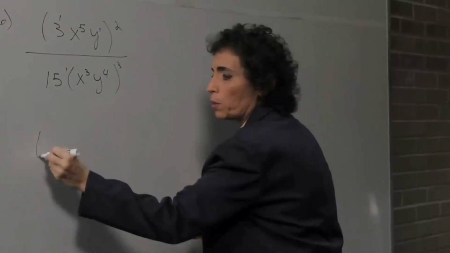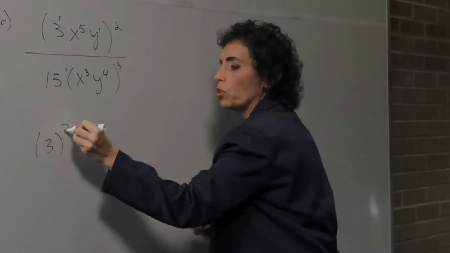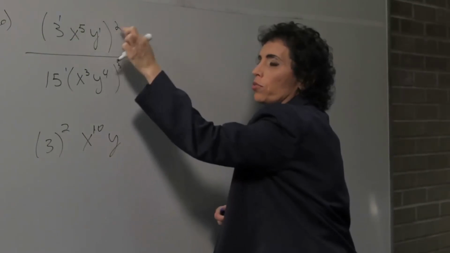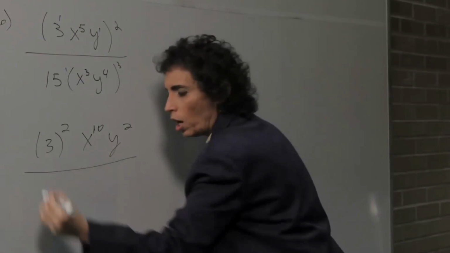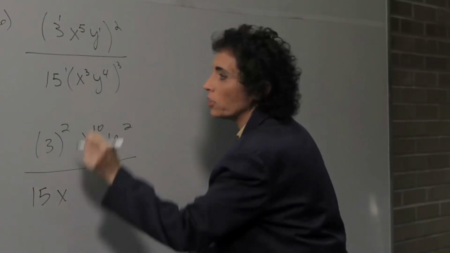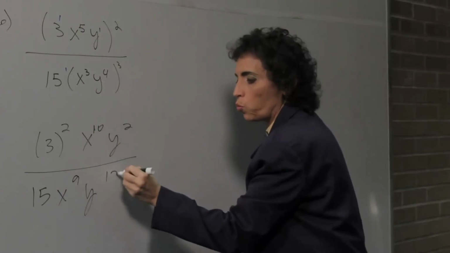Okay, so here we go. 3, the numbers I'm going to put in parentheses because if there was a negative there, it would matter. 1 times 2 is 2. X to the 5 times 2 is 10. Y to the 1 times 2 is 2. On the bottom, ready? 15 is not being raised. 15x, 3 times 3 is 9. Y to the 4 times 3 is 12.